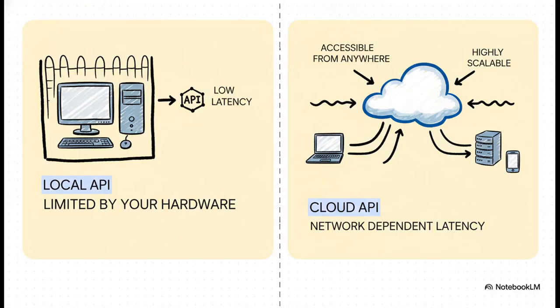So you've got a choice to make, basically. Are you going to run this locally on your own machine or use a cloud API? The local option is super fast, zero network lag, but you're capped by your computer's power. A cloud API, on the other hand, can scale to the moon and you can access it from anywhere, but you're now relying on an internet connection. There's no wrong answer. It just depends on what you need.